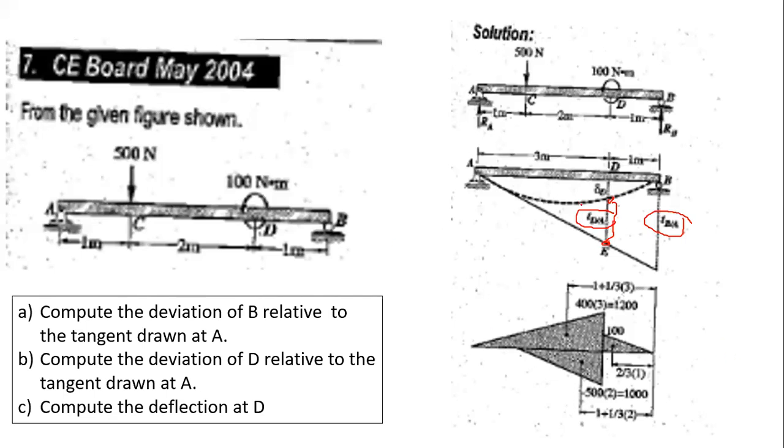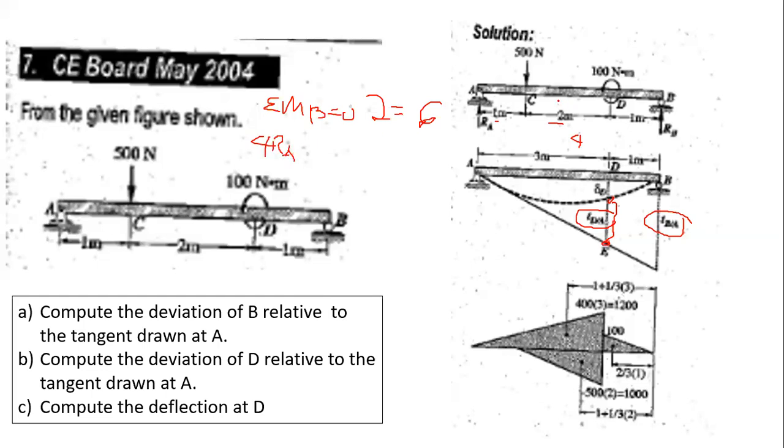Okay, so what is reaction A? Ano bang reaction A? So we can take moment at B to compute for reaction A. Example, summation moment at B is equal to 0. Clockwise is equal to counterclockwise. Ganun lang, para mas madali. You have RA times, what is this? This is 1, this is 2, this one, so total is 4, okay? So you have 4 RA.